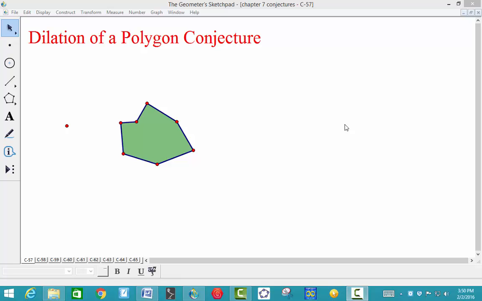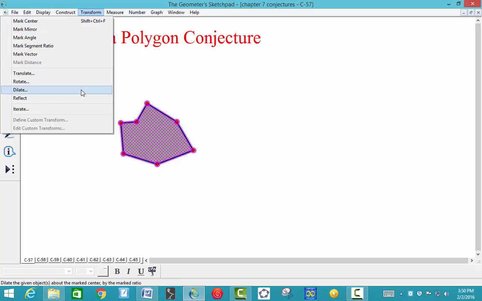Conjecture 57, dilation of a polygon conjecture. If one polygon is a dilated image of another polygon, then the polygons are similar. So what we're going to do is mark this the center of dilation by double clicking on it, and then if you go ahead and highlight the polygon, we're going to go to transform, dilate.